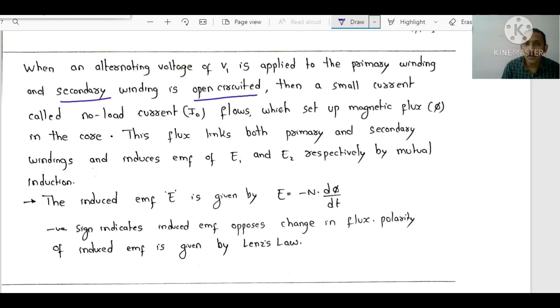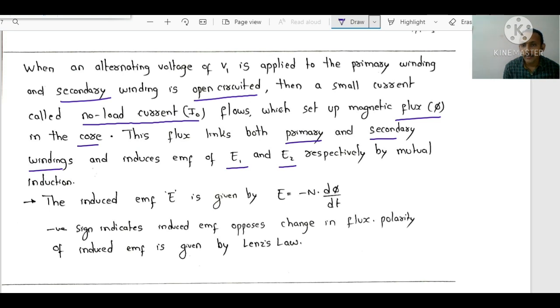Because of this, a small current called the no-load current flows in the primary winding. There is no load connected to the secondary yet, so no load current, and this will set up some magnetic flux in the core. As I told you, this flux will link both the primary and secondary windings, and it will induce EMFs E1 and E2 by mutual induction.